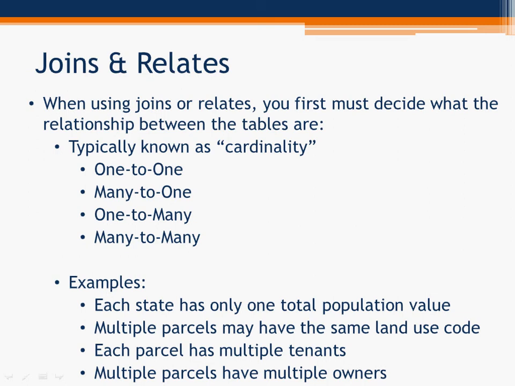A one-to-many relationship, you could have a parcel that has multiple tenants. A really good example of that, obviously, is a renting situation. There may be one owner that owns the property, but there are going to be multiple tenants that live within that property. And of course, the multiple parcels having multiple owners. So again, where we have multiple tables, more than two tables, that have some sort of a relationship between them.